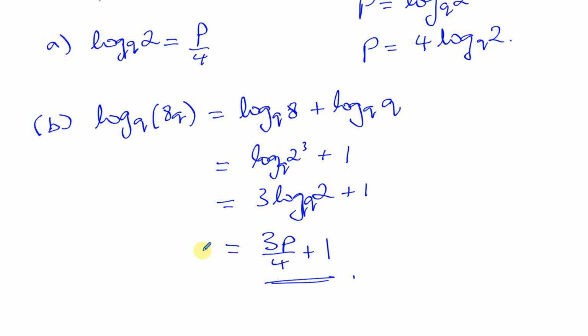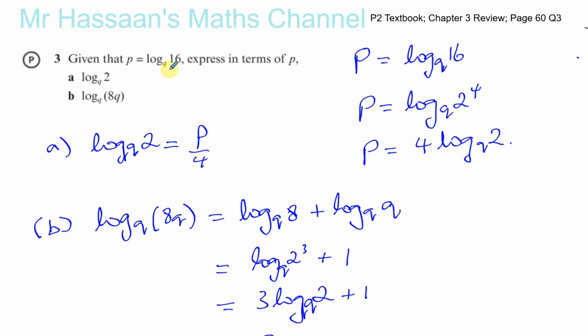It's just a case of trying to express them in the same way. So part A, we learned how to express this, because I have to change the 16 into 2 to the power of something, and then I can express that in terms of p, which we did here. And then this is a multiplication which I can split up, and this becomes 1, so the q disappears.